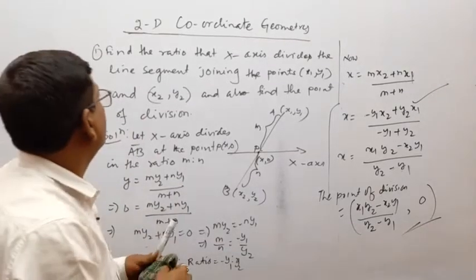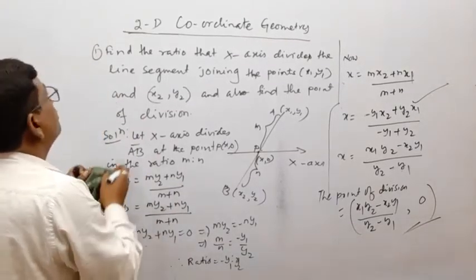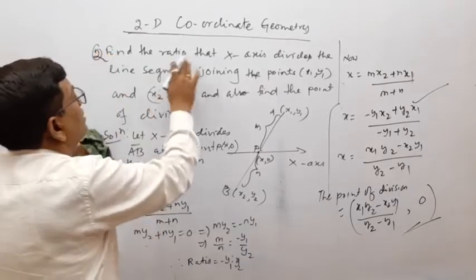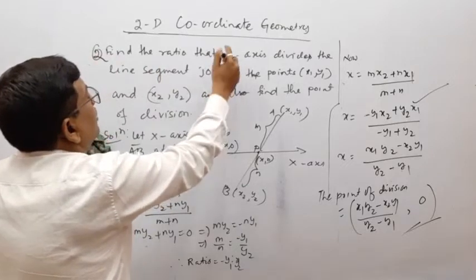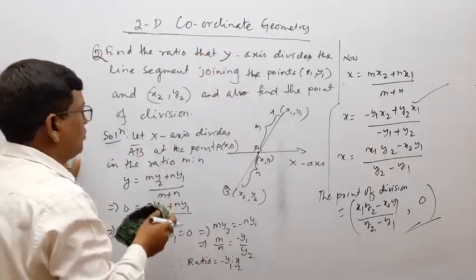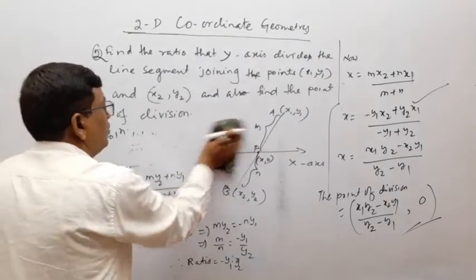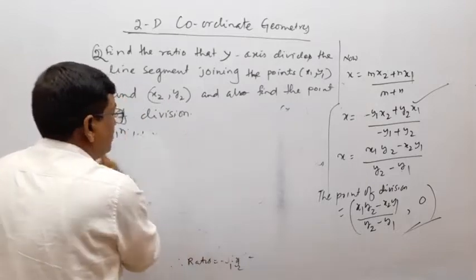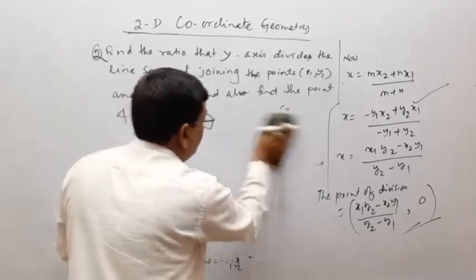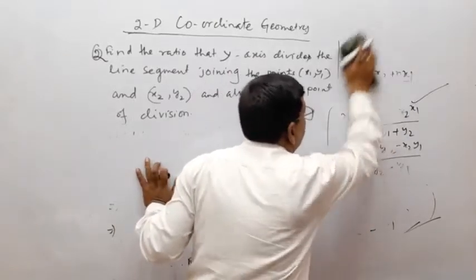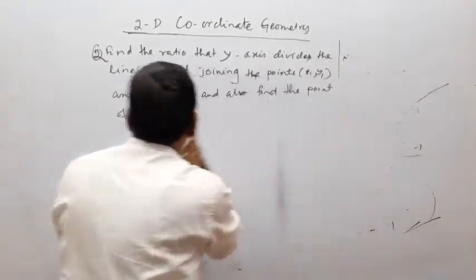Now question number 2. Find the ratio in which the y-axis divides the line segment joining the points. This is question number 2. The same process you have to follow. This is for the y-axis solution.